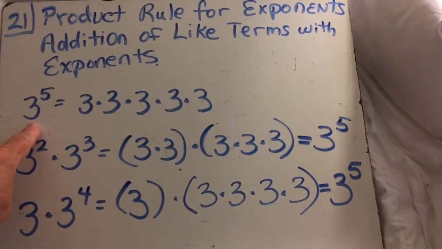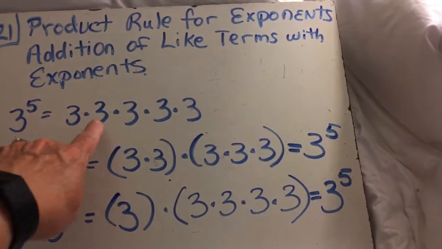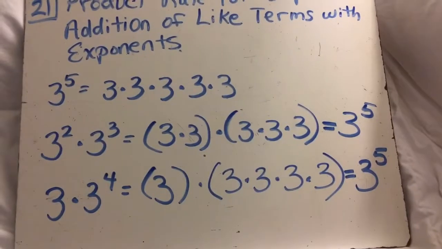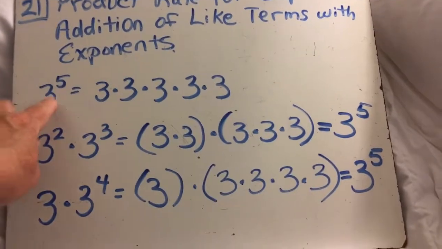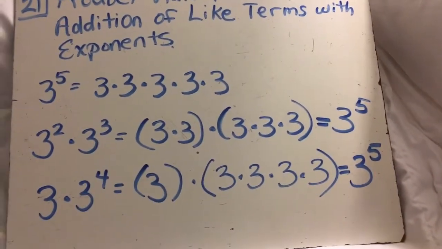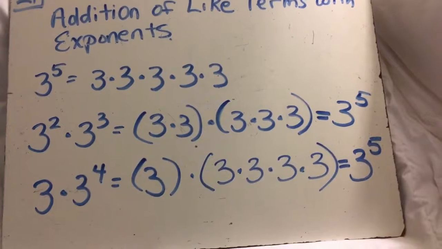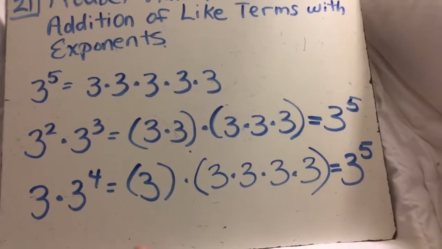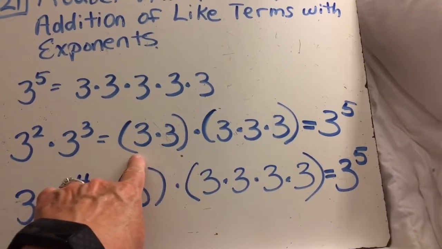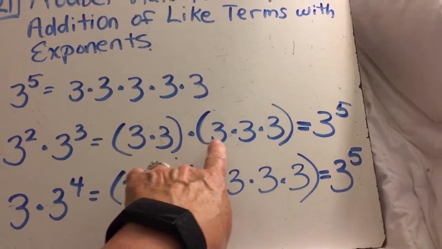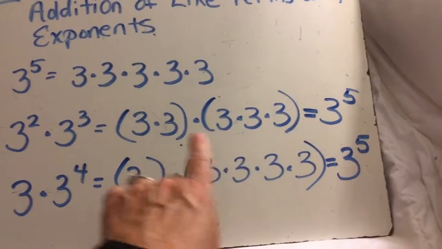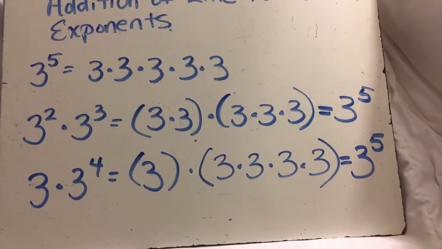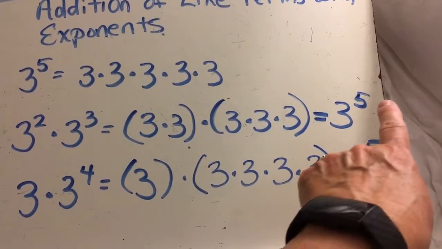When we say 3 to the 5th power, we mean 3 times 3 times 3 times 3 times 3. So there's 5 3's multiplied together. And the shortcut for that is 3 to the 5th, which you probably already knew. Also, when we do 3 squared times 3 cubed, 3 squared is 3 times 3, and then 3 cubed is 3 times 3 times 3. And all together, don't we have 5 3's multiplied together? So we end up with 3 to the 5th.